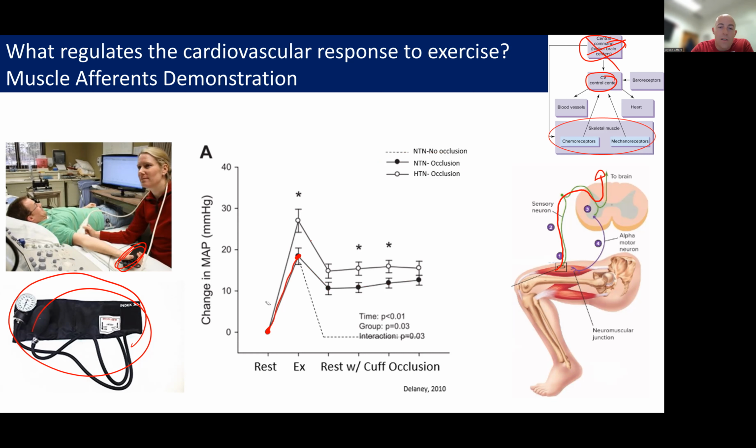Now, they also did this in individuals with hypertension. And so their blood pressure, the hypertensive, started out right around here. And as they exercised, they had an exaggerated increase in blood pressure. So that could be due to many things. It could be due to the central command. Maybe they're just really out of shape, and doing that same amount of exercise is really hard for them.